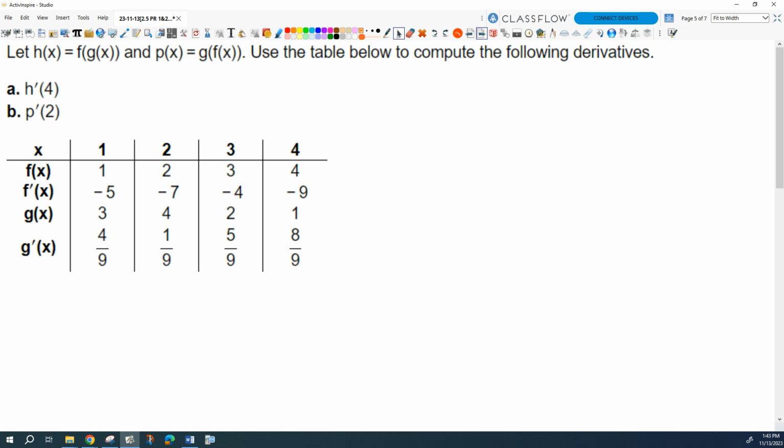Well, let's see. I haven't even figured it out. So we're doing part A. Right. Okay. So let's look at part A.